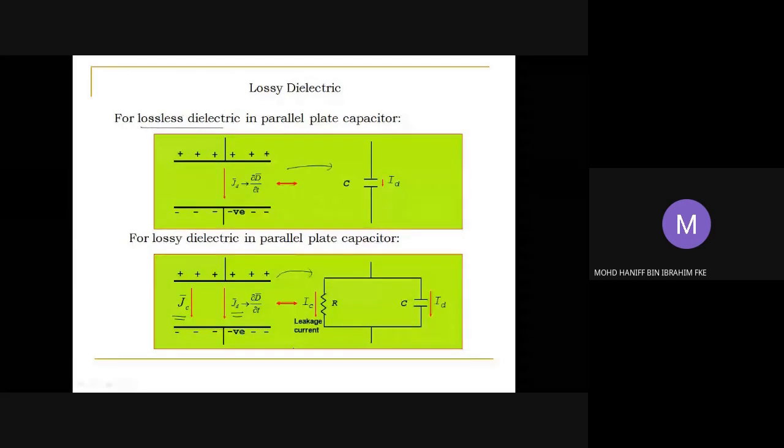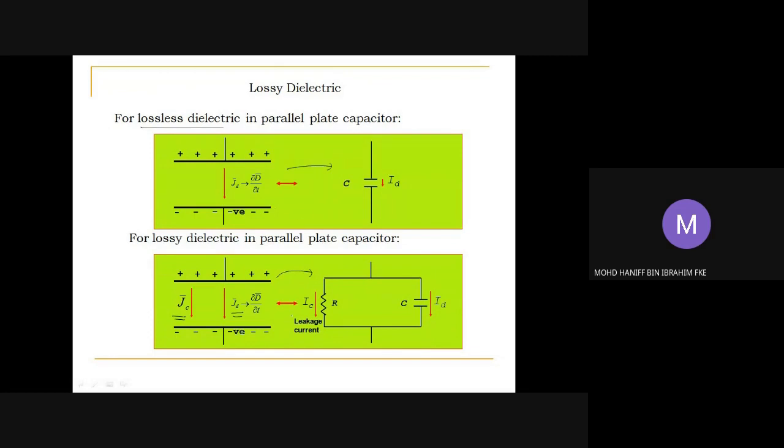So I repeat again, for the case of a lossless dielectric, we only have a capacitance. For the case of lossy dielectrics, because of the existence of the conductivity or conduction current, we are going to have two components in parallel, which are the resistor and the capacitor.